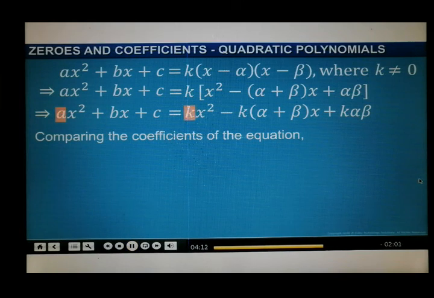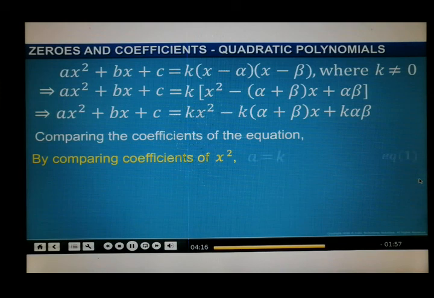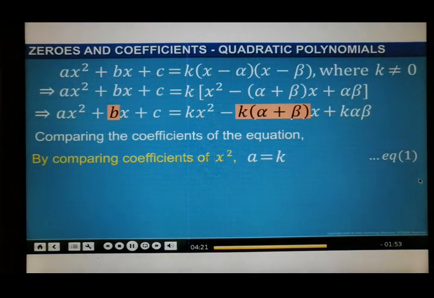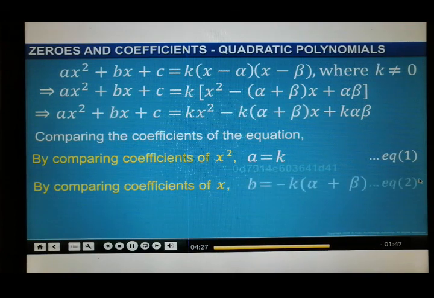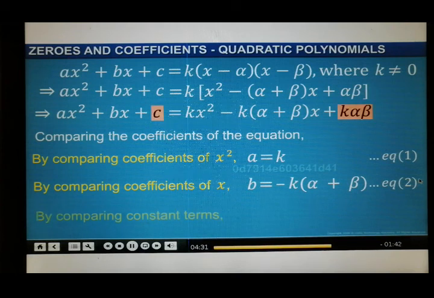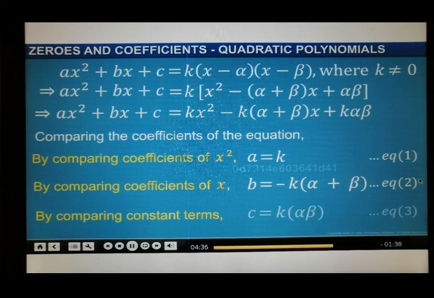a is equal to k. This is by comparing the coefficient of x squared. Let this be equation 1. b is equal to minus k multiplied by alpha plus beta. This is by comparing the coefficient of x. Let this be equation 2. And c is equal to k multiplied by alpha multiplied by beta. Let this be equation 3.